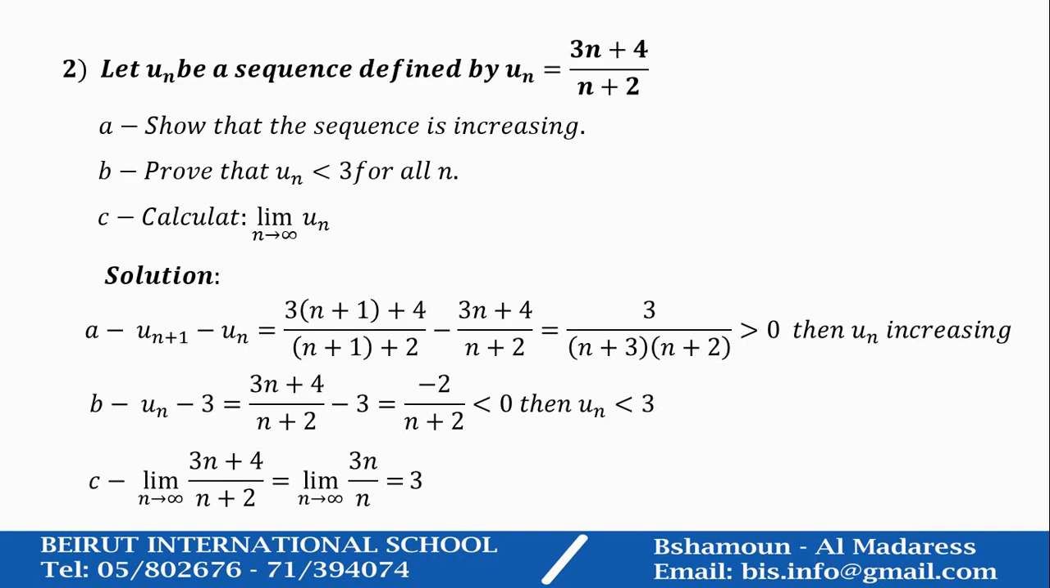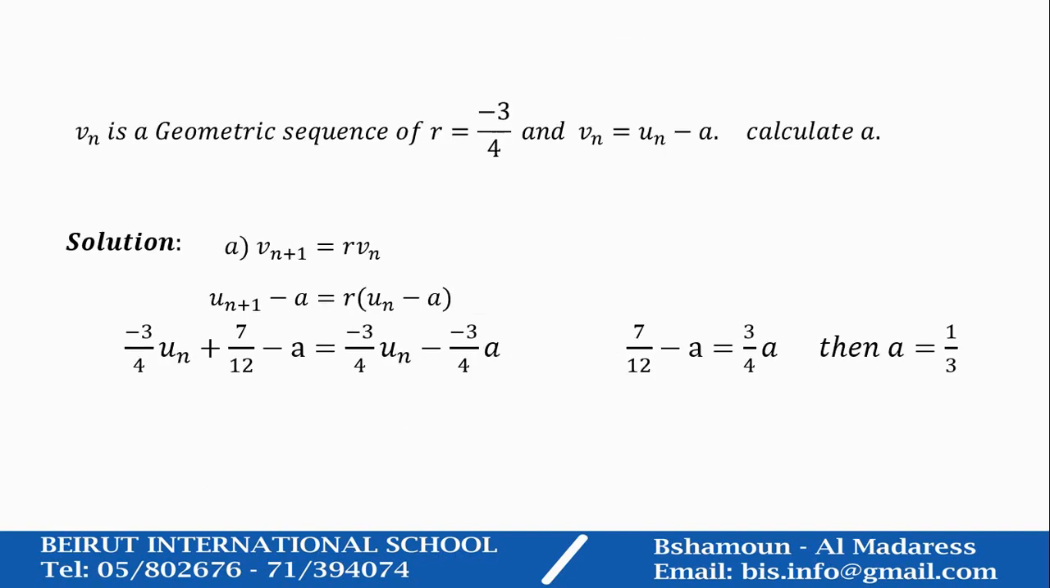Part C, we'd like to find the limit as n approaches infinity of Un. It's similar to that of a function. You take in the numerator the highest degree, which is 1. You take 3n as common factor. In the denominator, you take n as common factor. You find the limit. It is 3.